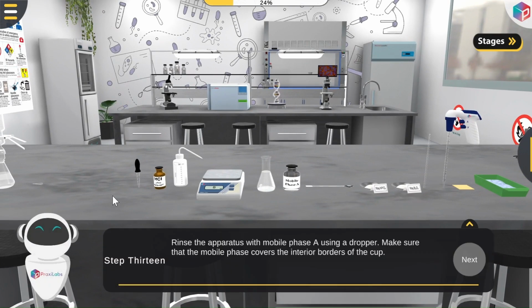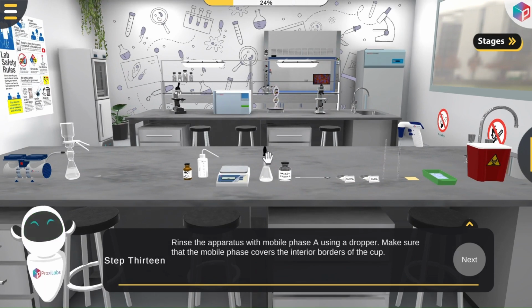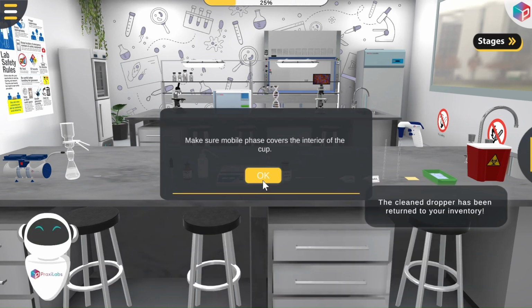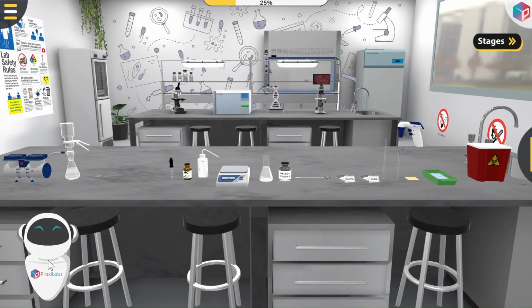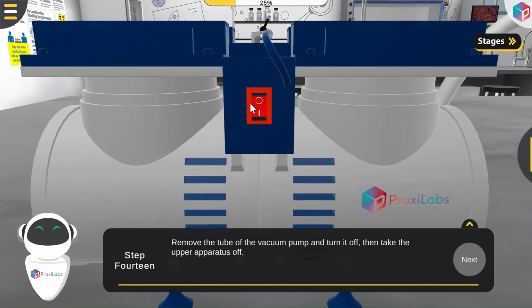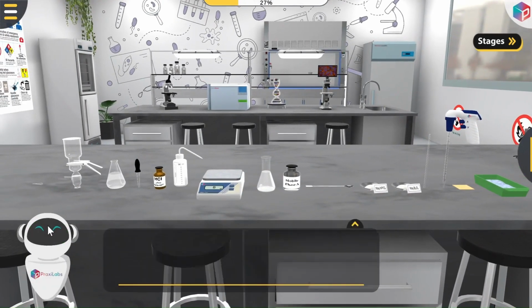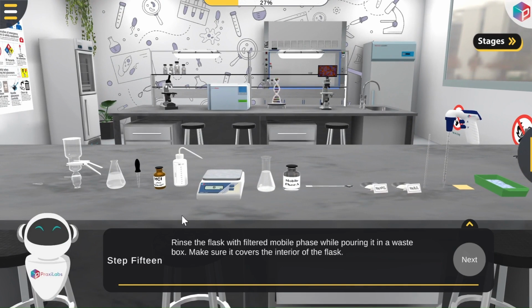Step 13. Rinse the apparatus with mobile phase A using a dropper. Make sure that the mobile phase covers the interior surfaces of the cup. Step 14. Disconnect the vacuum tubing and turn off the vacuum.